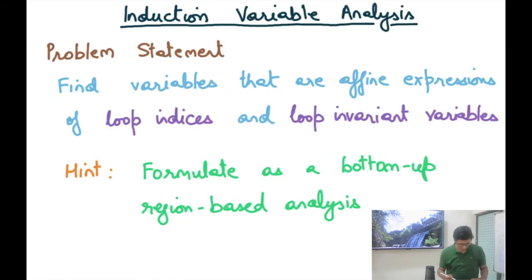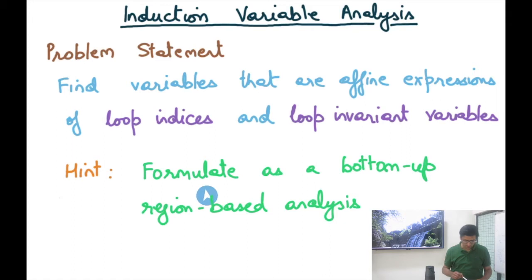the loop. And so our problem statement is: find variables that are affine expressions of loop indices and also find loop invariant variables. Notice that loop invariant variables are just a special case of induction variables, because loop invariant variables are variables where one of the constants is 0. The multiplier to I is 0, and so it becomes a loop invariant variable.